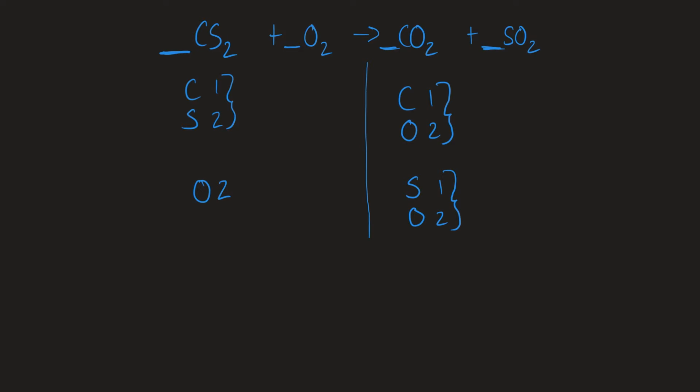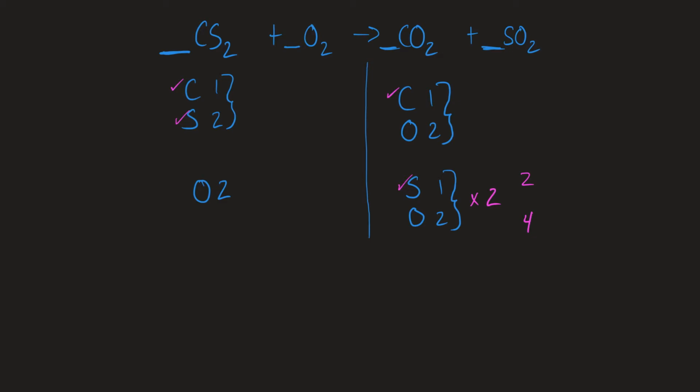So I'm going to move on to another atom. I'm going to move on to sulfur. There are 2 sulfur here on the left, and over here on the right, there's only 1 sulfur. So that looks to me like I might need a coefficient of 2 in front of SO2. So that would give me 2 sulfur and 4 oxygen. Well, now I fixed sulfur, that's good. Oh, and I forgot to check that I had done carbon.